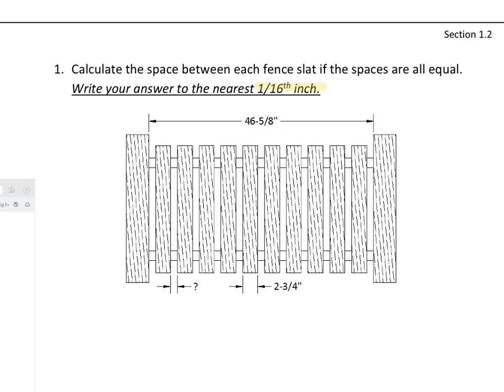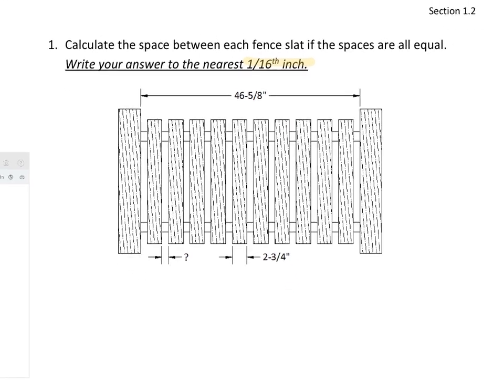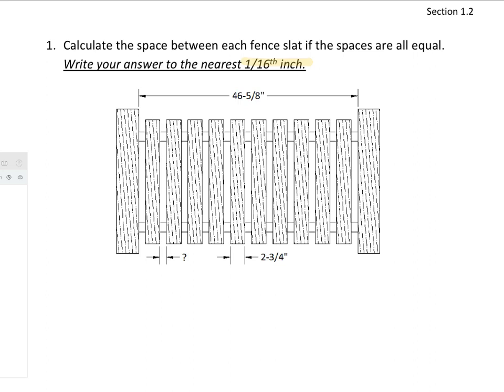Okay, so let's go about this problem the same kind of way we would before. We're going to get to decimals, and then we're going to have to convert our decimal back. All right, so maybe we'll start just for good practice, and because hopefully we're learning it's easier to leave these as a fraction. So our ultimate goal here is to calculate the space between each fence slat if the spaces are all equal. All right.